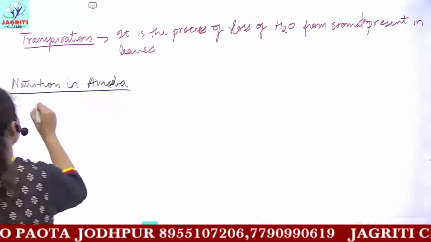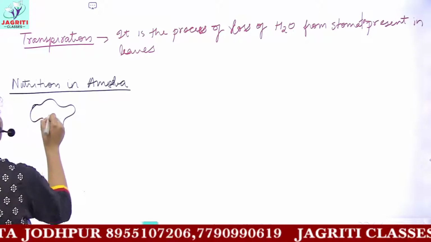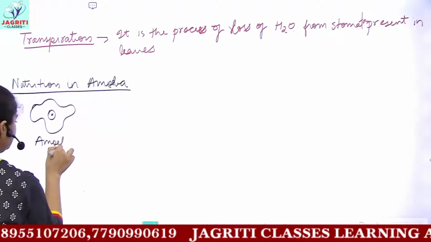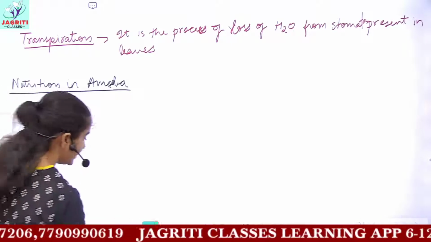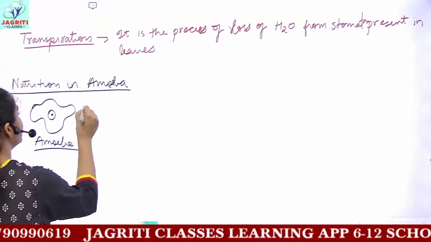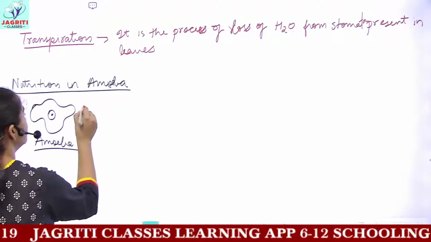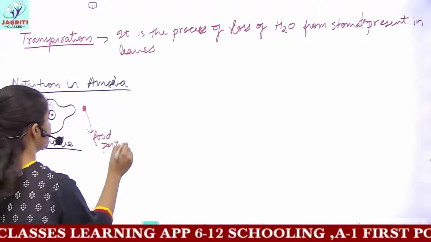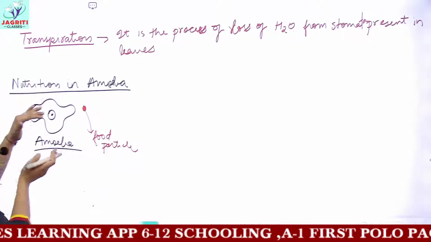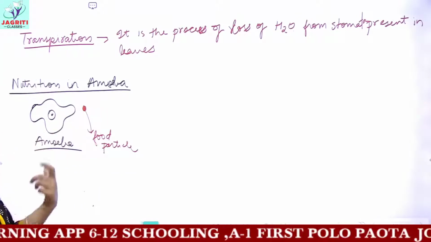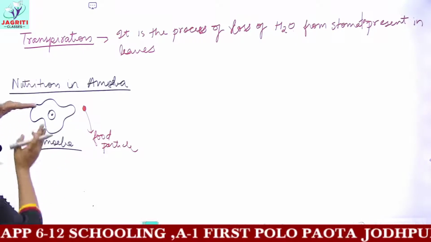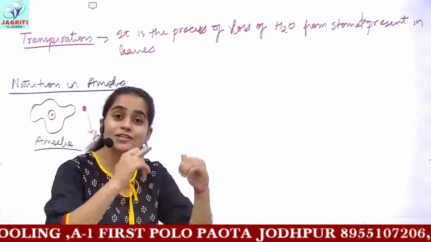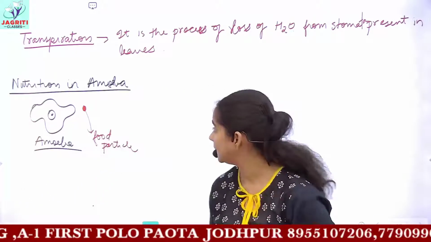You know, amoeba does not have any fixed shape. Let us consider this is our amoeba. Now, whenever amoeba encounters a food particle near itself, this is the food particle, then this amoeba will move towards the food particle to engulf it, to take this particle in, and after moving a certain distance, it forms a false feet-like structure which is called pseudopodia.